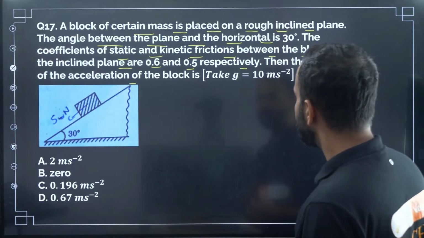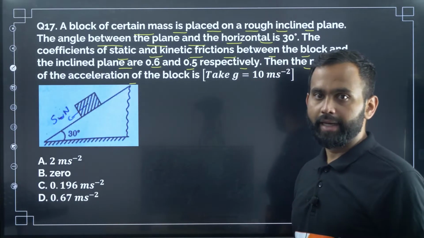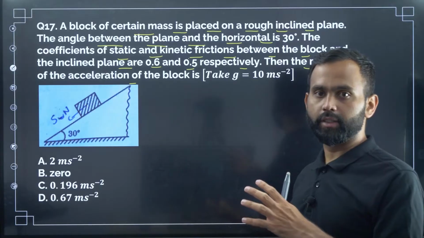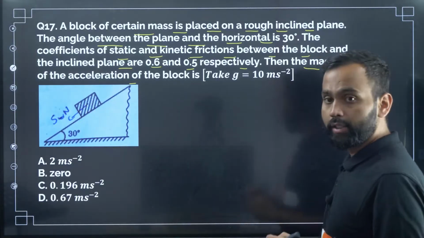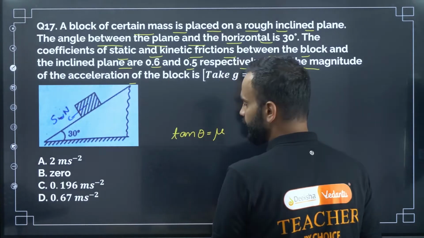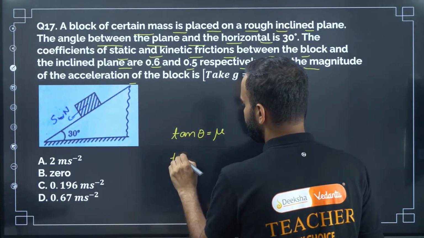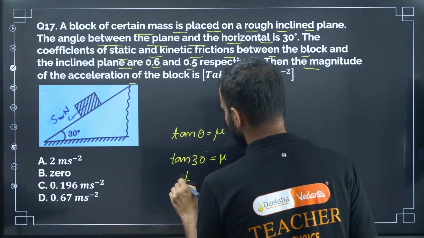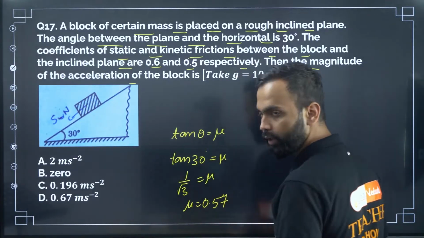Here, let us find the angle of repose, the limiting friction condition, the condition for rest or moving with constant speed. So what is that condition? Tan theta equal to mu, the angle of repose. What is theta? Theta is 30 degrees. So tan 30 degrees is equal to mu. What is tan 30 degrees? 1 by root 3. 1 by root 3 equal to mu, so mu equals 0.57 and so on.